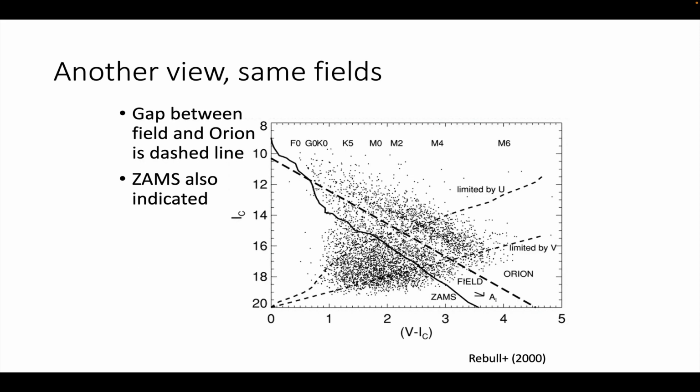This is another view of the same fields. This is I versus V minus I. This is the zero age main sequence. In other words, stars in Orion at that distance should be on this main sequence, but you can see they're not. You can see they're well above the main sequence. This dashed line is a line that we drew through that gap to distinguish the field stars from the stars we took to be part of Orion. And you can see the spectral types across the top corresponding to the colors in V minus I.